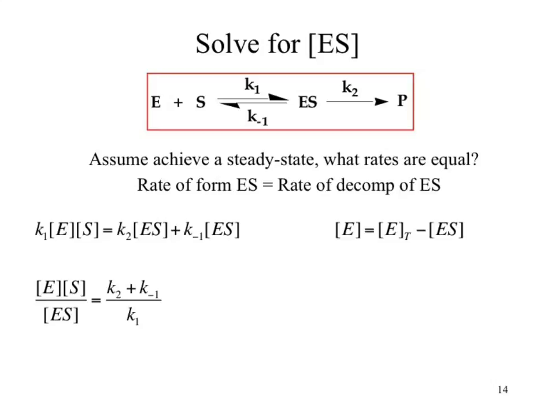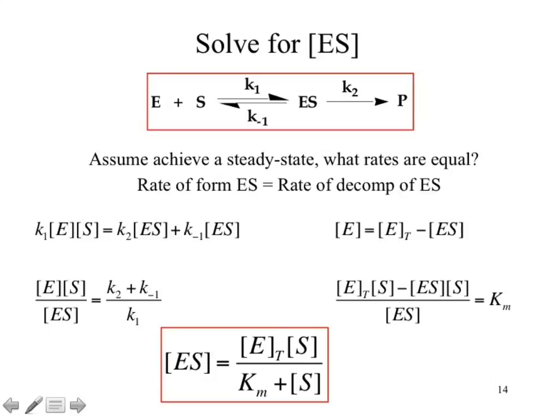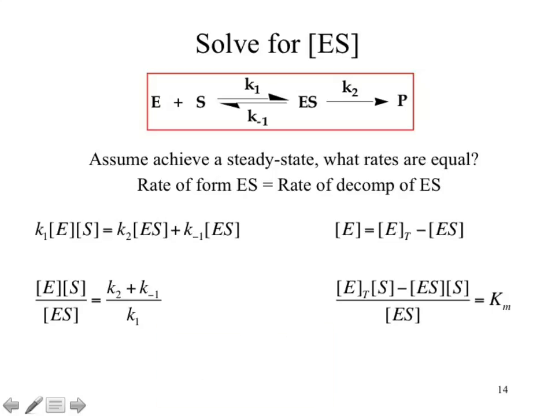Once we've got that enzyme concentration, we can then substitute that in, and we get this big nasty mess. So what we're doing is subbing in our total enzyme minus our enzyme substrate complex into the expression. Everybody see that sub? This is getting substituted into here, and that gives us this expression.